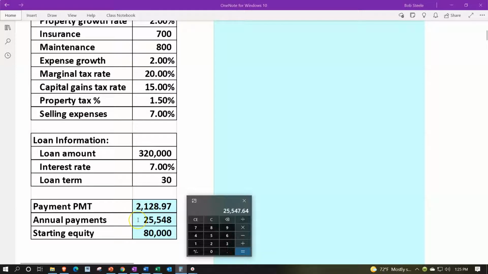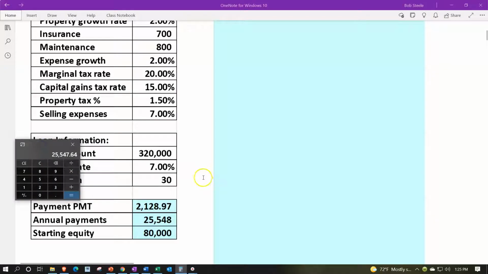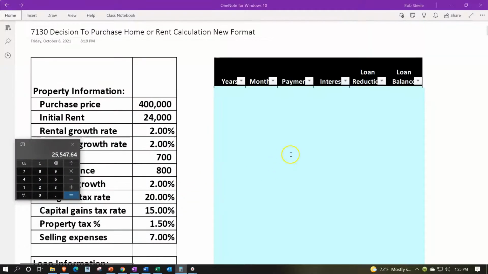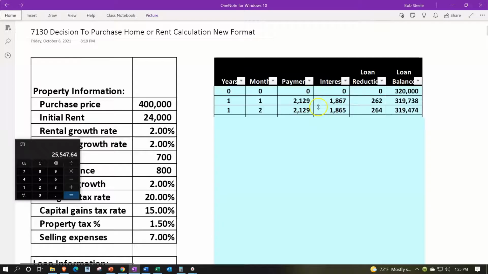That means the yearly amount, 25,548. The equity that we started out with, the starting cash outflow, is 80,000, that being the deposit. Once we have that information, we can construct our amortization table.